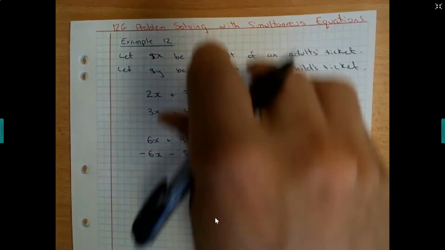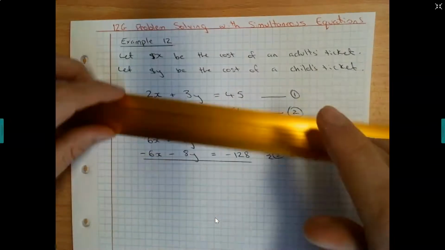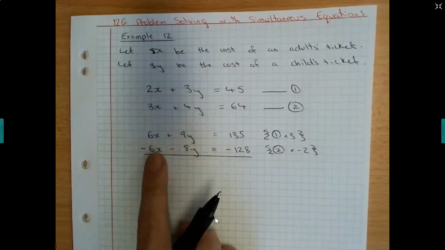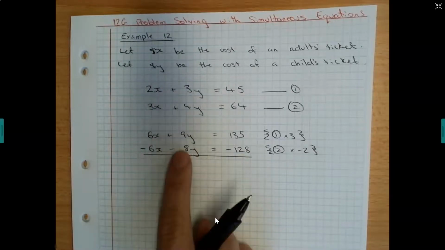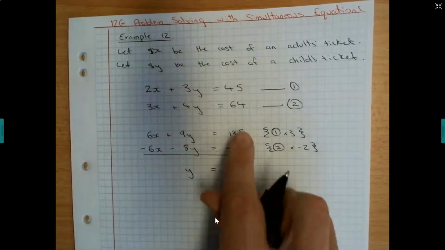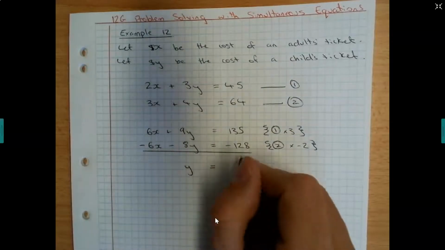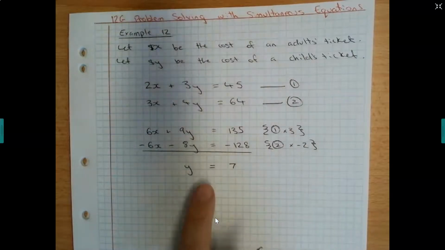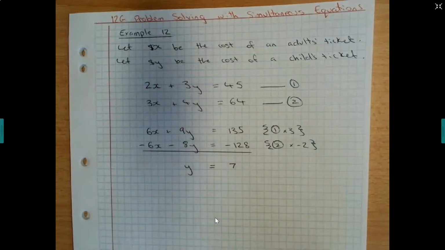Now, it's just a matter of adding the 2 equations. So you can see if I had positive 6x and I add negative 6x, that's just going to be 0. Then if I have 9y and I add negative 8y, it's essentially just subtracting 8y, so I'm left with 1y, which is equal to 135 plus minus 128, essentially just subtracting 128 from that, which gives me 7. So I found that the cost of a child's ticket is $7.